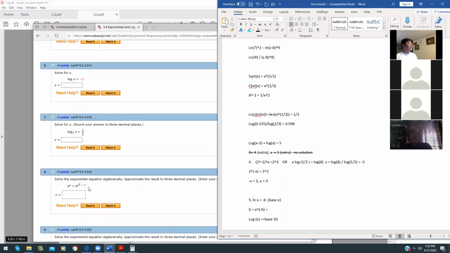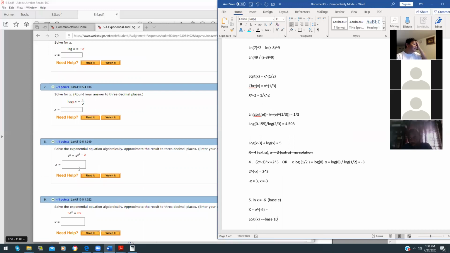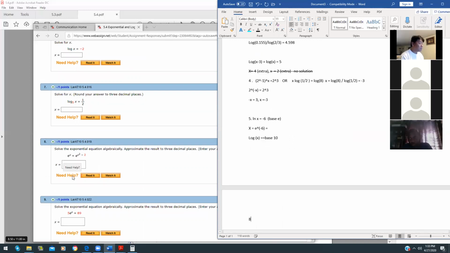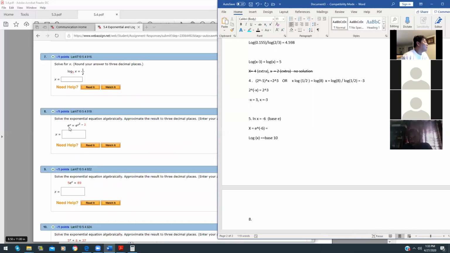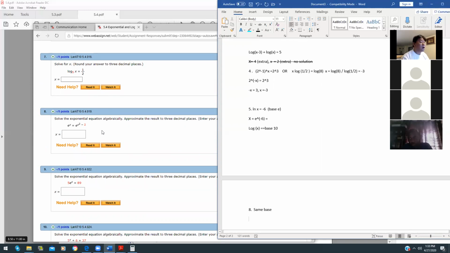So these are easy until you reach question 8. Question 8 is a little bit tough here. So what do we do in question 8? Oh, this is not tough because the base is the same. For question 8, they all have the same base. So what happens to the same base? The base all cancels out. So what you get is x equals x squared minus 2. Once you have the same base like question 8, the base will cancel out. E and E will cancel out, so you just get your power.